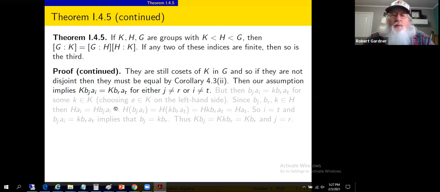So we've assumed not disjoint, so we must have some right coset equal to some other right coset where at least one of these corresponding indices are different. That is, K, B sub j, A sub i must equal K, B sub r, A sub t, where either the indices on the B's are different, the j's and the r's, or the indices on the A's are different, the i's and the t's.